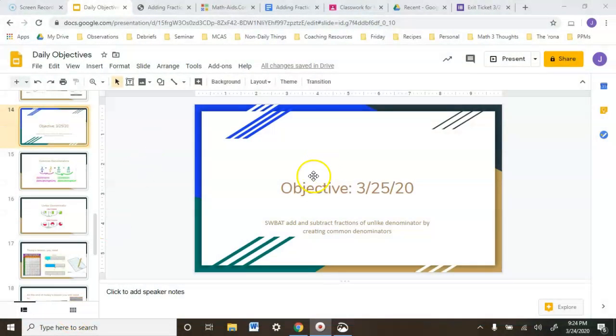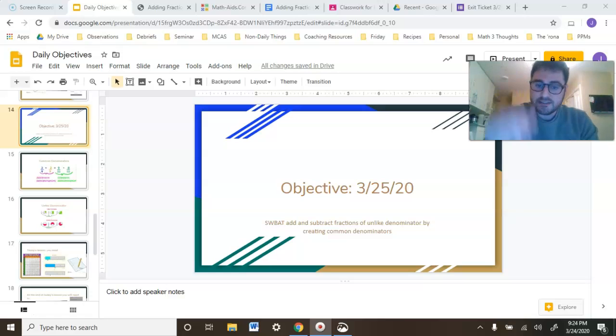Okay. I want to just hop over to our lesson today. Our objective is that students will be able to add and subtract fractions of unlike denominator by creating common denominator. Estudiantes van a tener la habilidad de sumar y restar fracciones de denominadores diferentes creando denominadores similares.